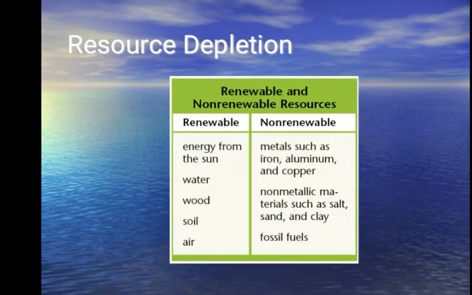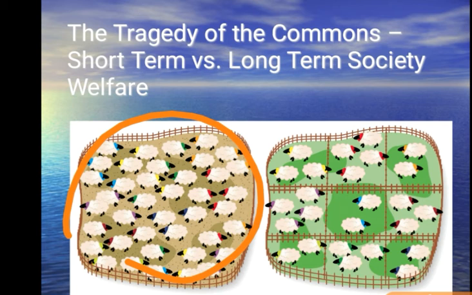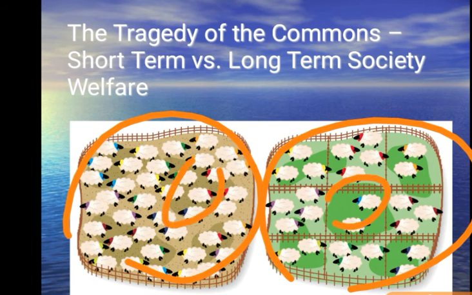Resource depletion: renewable and non-renewable sources. Renewable sources: energy from the sun, and metals are non-renewable. We can discuss it. The tragedy of the commons: short-term versus long-term society welfare. So you can see here, sheep are there. Here more space is there, but here very little space is there. So these sheep are in tragedy. These sheep are not in tragedy because they have some space, but these don't have space.